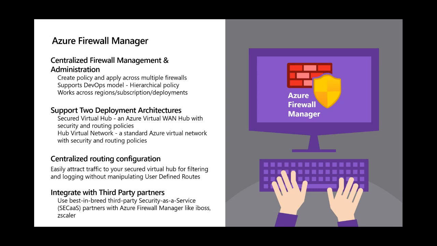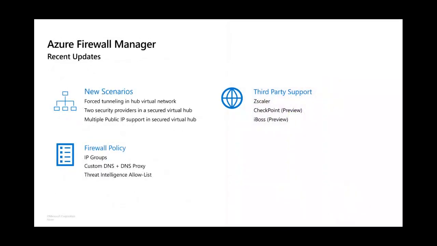With Firewall Manager, as you configure your policies, that gives you central routing, where you don't have to manipulate the user-defined routes and so on. That is when you're doing the Azure Virtual WAN deployment. Azure Firewall Manager also integrates with third-party partners. You can use partners like iBoss, Zscaler, and Checkpoint in conjunction with Azure Firewall, and we'll cover that as well. So these are the recent updates from an Azure Firewall Manager perspective.